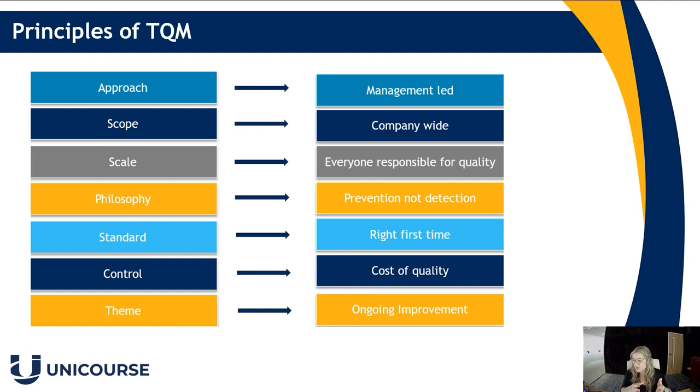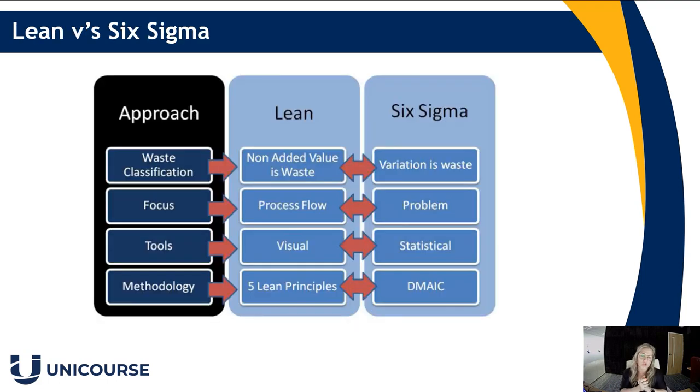And then the standard, so it's getting it right the first time, because you've got something to measure that against. And then control, so controlling how much it's going to cost for the quality to be streamlined. And then the theme is that it is an ongoing continuous improvement methodology. And talking about methodologies, that leads me nicely on to the next slide, which looks at Lean and Six Sigma.